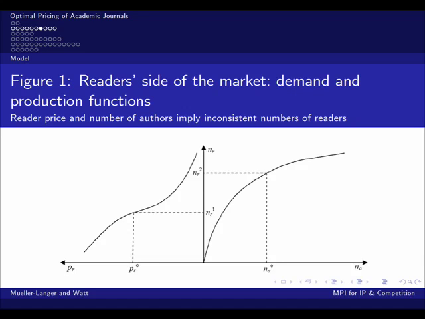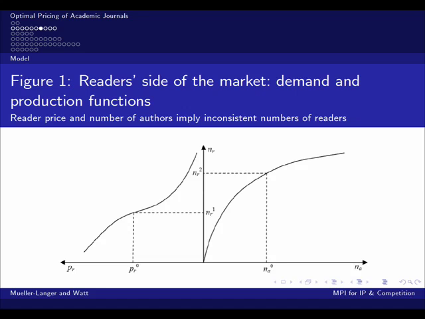Now here you have the demand curve aspect of the reader side of the market. So if the reader price increases, then the number of readers decreases. And on the right hand side, we have the production function feature. If the number of authors increases, then this will increase the number of readers, but it's a concave production function. Okay? But here it's important to note that we only look at the reader side of the market.